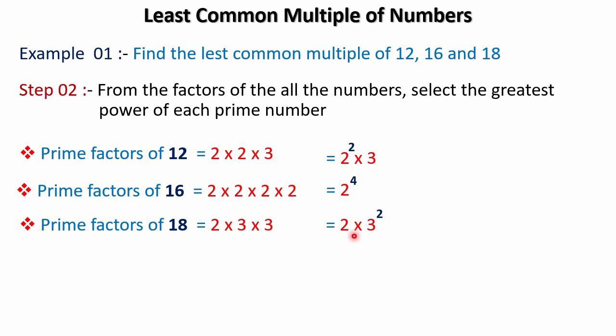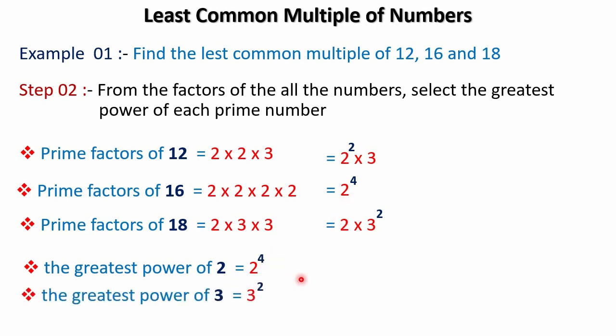So out of these numbers, we're going to find which has the largest or greatest power. In this case, 2 has power of 4 here. If you consider the number 3, it has power of 2. So we're going to select the greatest power of 2 as 2 to the power 4 and 3 square. So we have to multiply these two numbers.